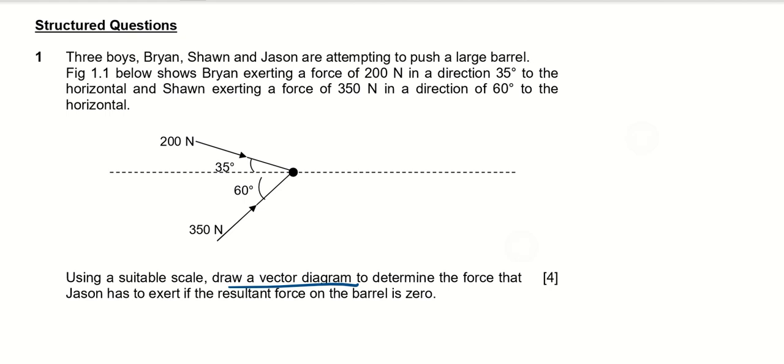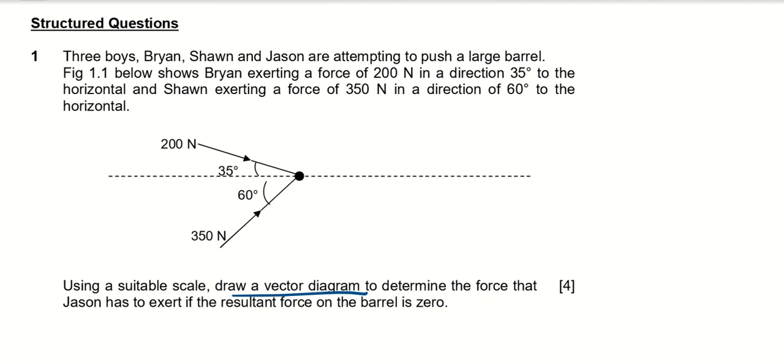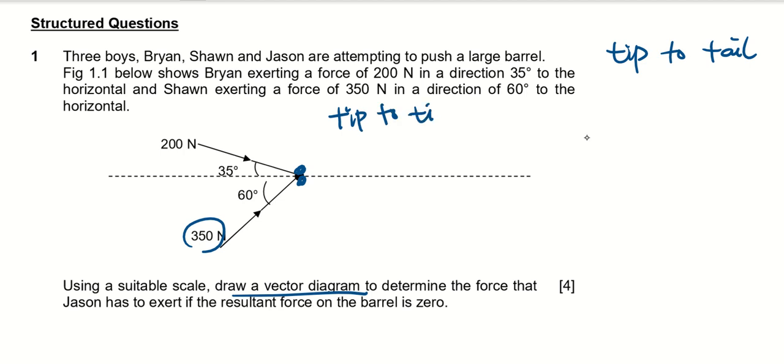Okay, so for this vector diagram, basically you just need to make sure that they are tip to tail. So the tip for 200 Newton is here. The tip for 350 Newton is here. So now they are arranged tip to tip, which I don't want. I need tip to tail.